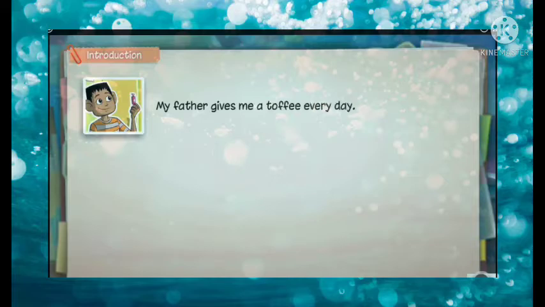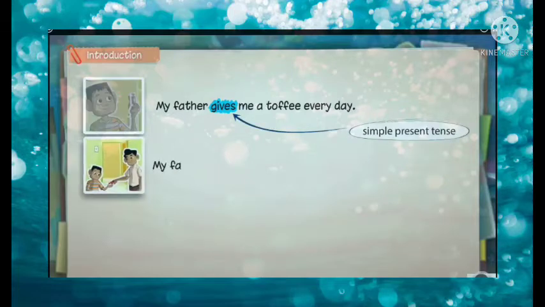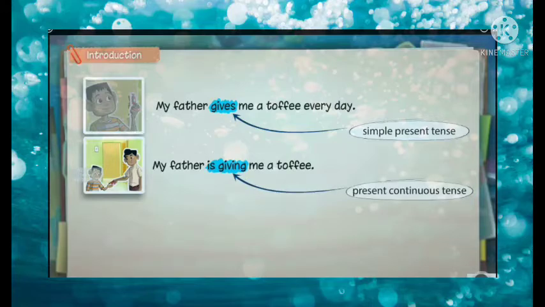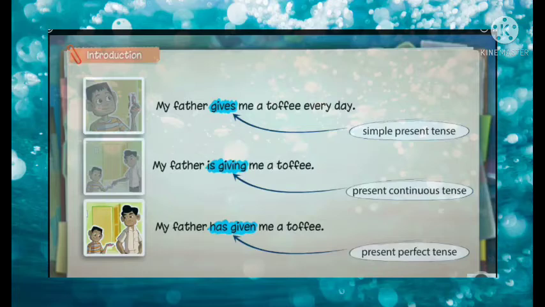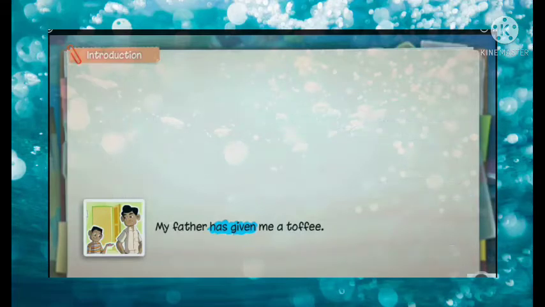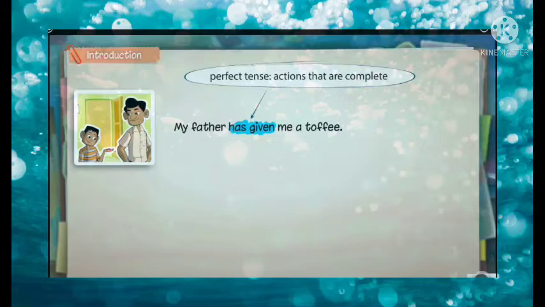Here is a sentence where the action of giving is repeated every day. So, the tense used is the simple present tense. In this sentence, the action of giving is happening at that moment. The tense used in this case is the present continuous tense. In the third sentence, the action of giving has just been completed. The tense used here is called the present perfect tense. You can use the perfect tense to show actions that are already completed.